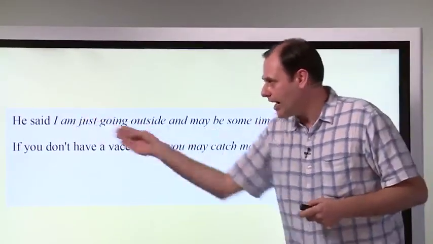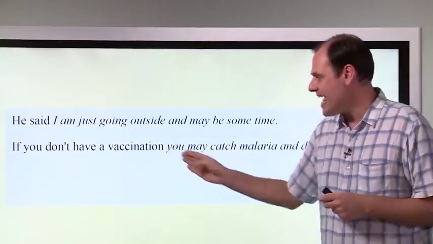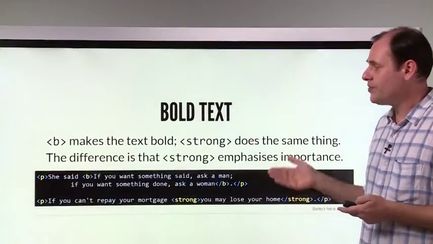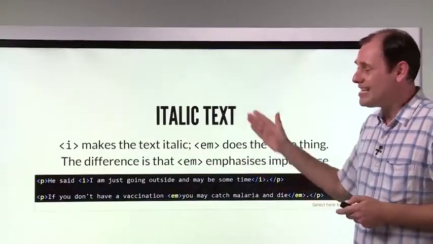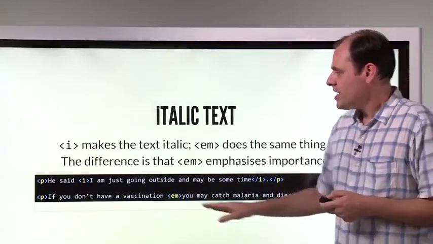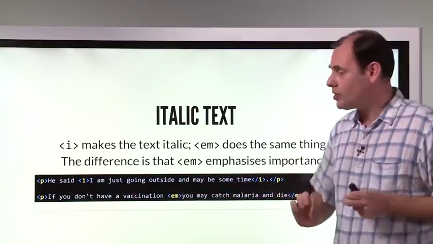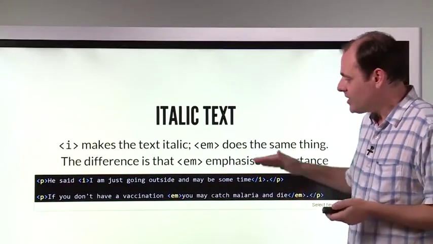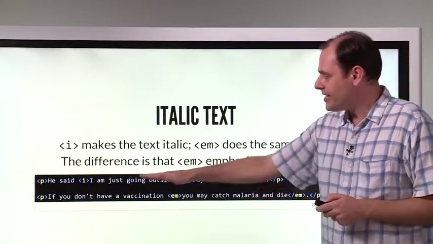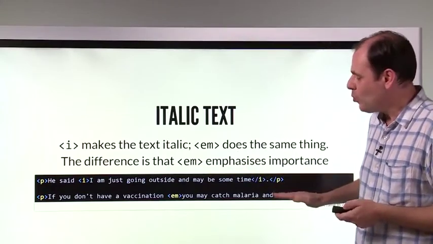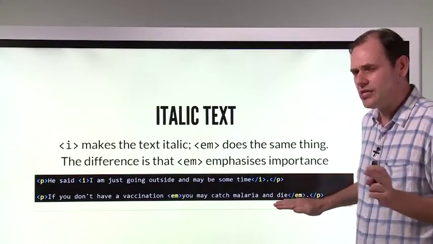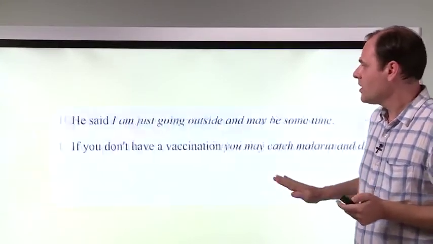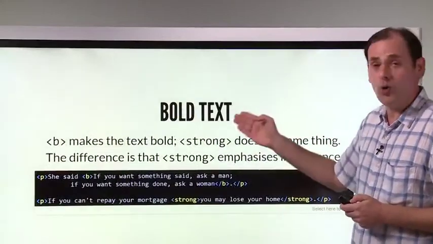So this was I/I, italic. This was EM/EM, emphasis. What's the difference? Well, they're both in the HTML5 standard, okay? But italic is just when you want the words to look like that. Emphasis is when it's a little bit more important. They look exactly the same, but one could be used for random reasons, and one is for, you should note this. It's more important. That's the idea. They look the same though. Okay, that was italic. All right, let's move on to bold.